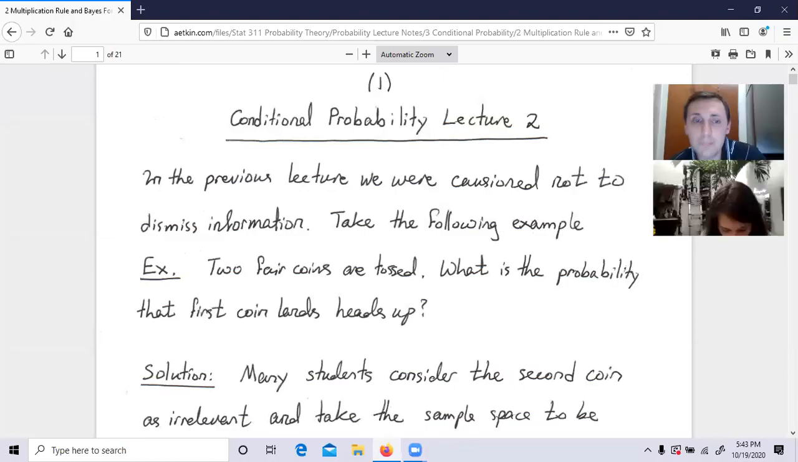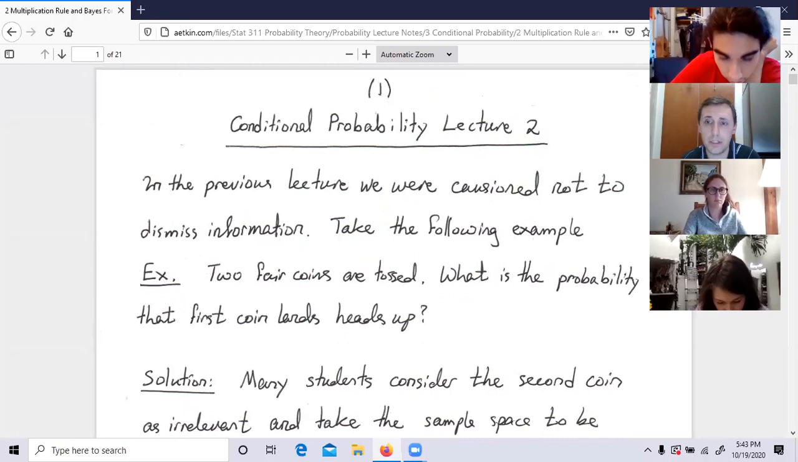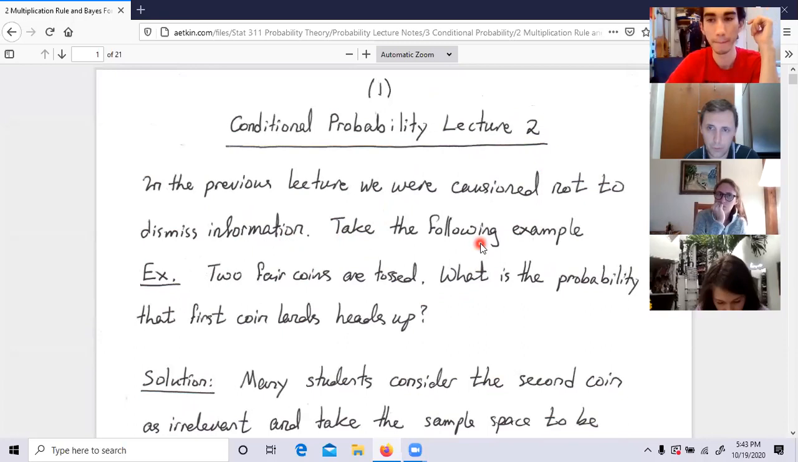So this is what we covered during the last class. We noticed that we should not dismiss any information, right? Some information affects probability, other information does not affect the final calculation of probability, but all information is important. You agree? Because each piece of information that you hear makes the universe more definite. So the possibilities for the types of universes in which you are residing are getting limited.